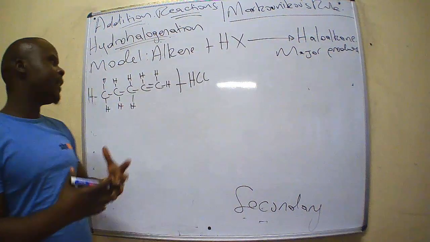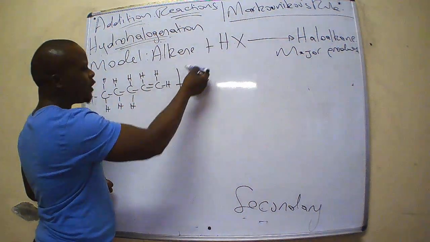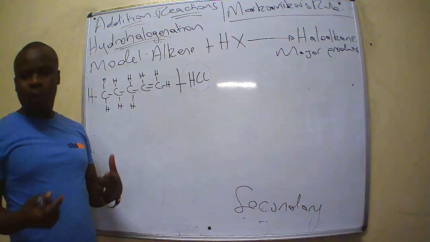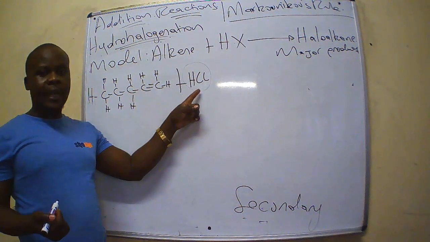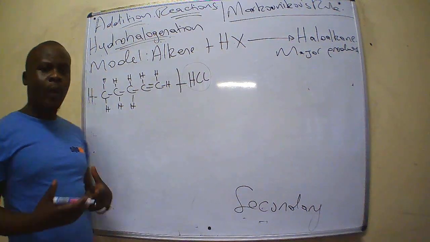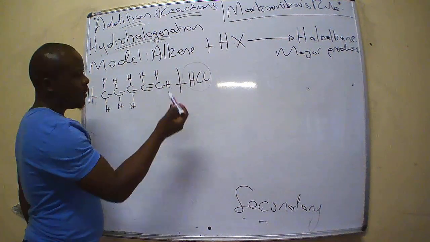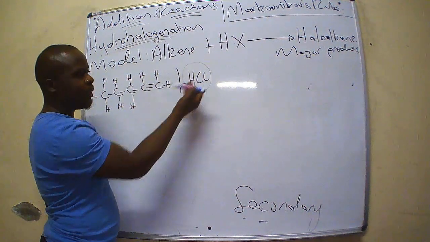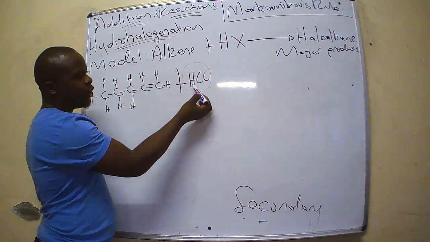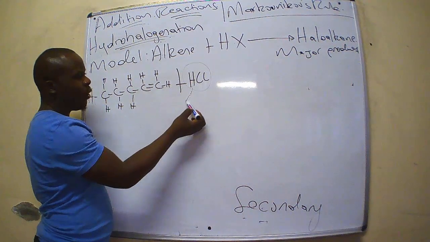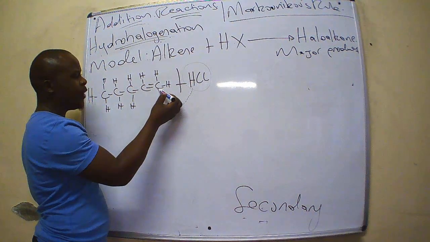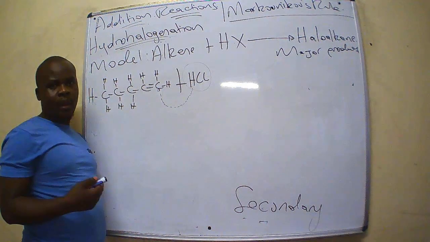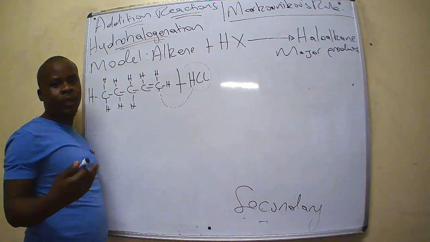This rule states that when a molecule is being added to an alkene, which one is the molecule? The molecule we're referring to in this case is this hydrochloric acid. So the molecule has a hydrogen atom and a chlorine atom. The hydrogen atom from this molecule is joined to the carbon that has the most other hydrogen atoms. What do we mean when we say most other hydrogen atoms?